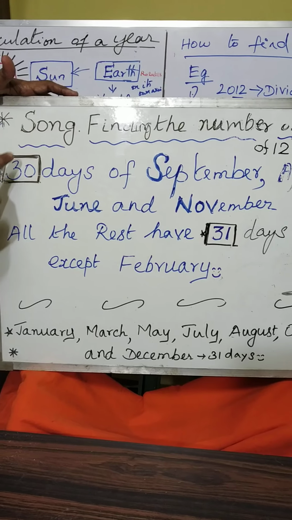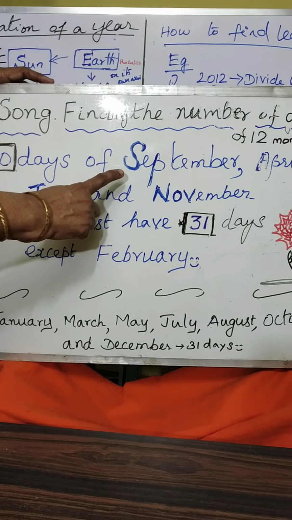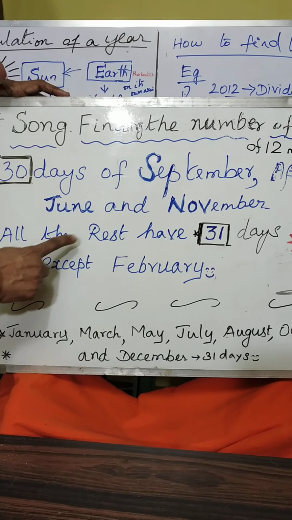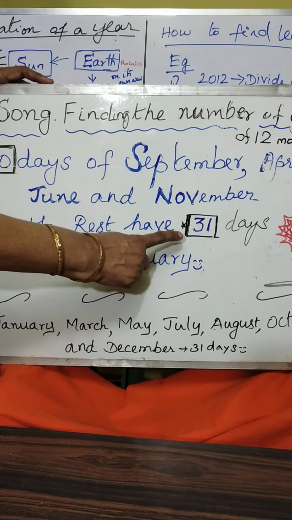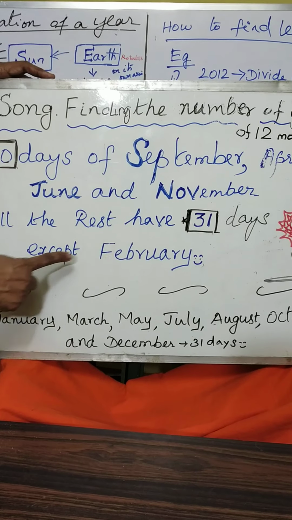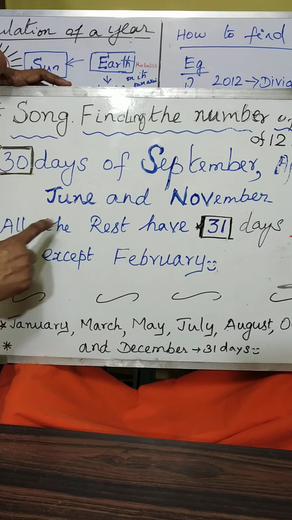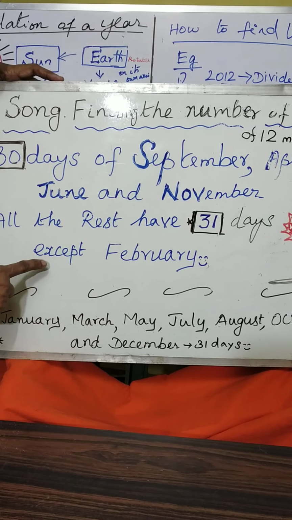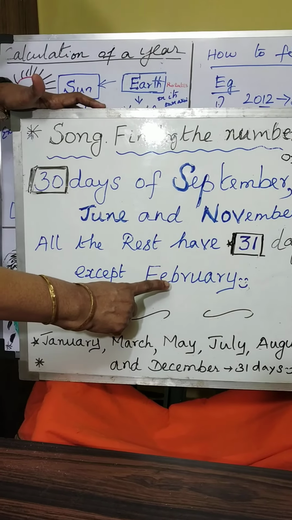I repeat, 30 days of September, April, June and November. All the rest have 31 days except February. I repeat the third line: all the rest have 31 days except February.